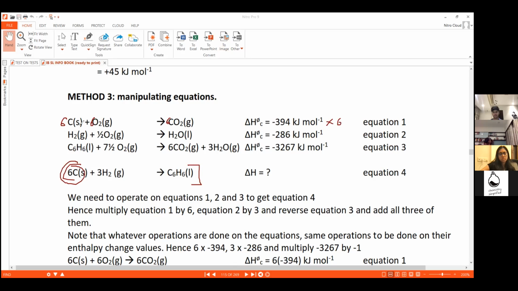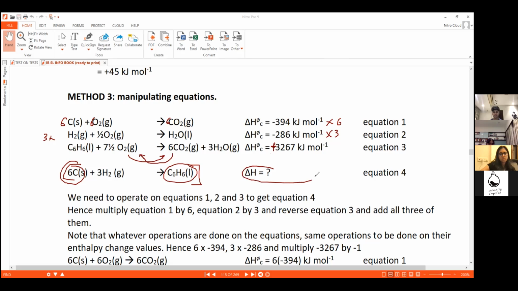Okay, 6 carbon left hand side, 6 carbon left hand side. 3 hydrogen left hand side. So multiply this equation by 3. So multiply the enthalpy change also by 3. Benzene, 1 benzene right hand side. Here I have 1 benzene left hand side. So I'll switch the equation, the sides. So this will become plus 3267.